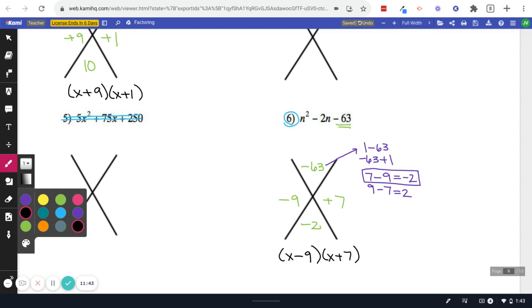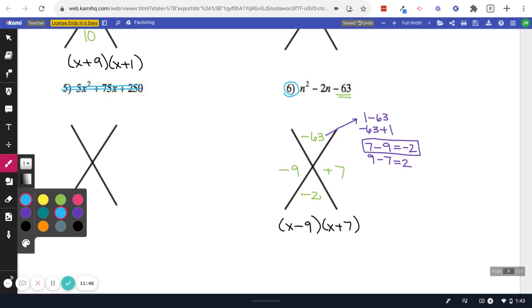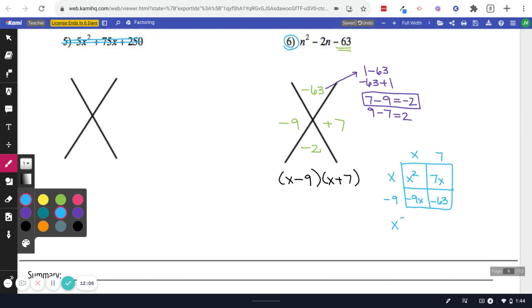This feels like a real good opportunity to do our bonus check step. So here we go. Bonus step 5. x minus 9, x plus 7. x squared, 7x minus 9x, minus 63. Look at that. So far, so good. x squared. If I owe you $9, but I only pay you 7 back, that'll be minus 2 that I still owe you. Minus 63. And we can feel good about it.